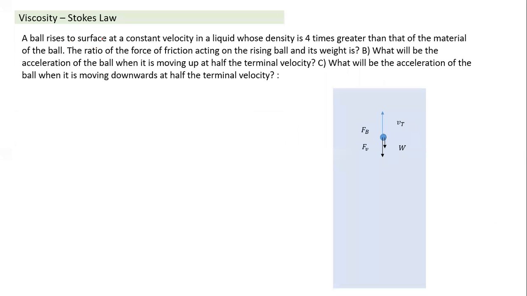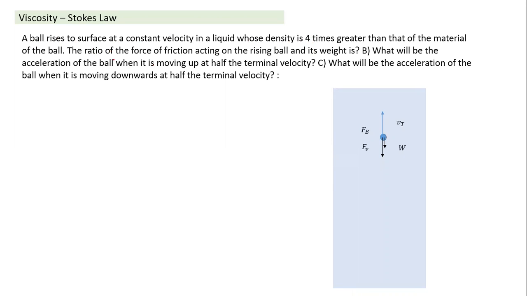It moves upwards because a force is acting in the upward direction. Force of buoyancy is greater than its weight. So what is given? A ball rises to the surface at a constant velocity in a liquid. Its density is 4 times greater than that of the material of the ball. So if density is 4 times, it means force of buoyancy also will be 4 times the weight, because submerged volumes are equal.